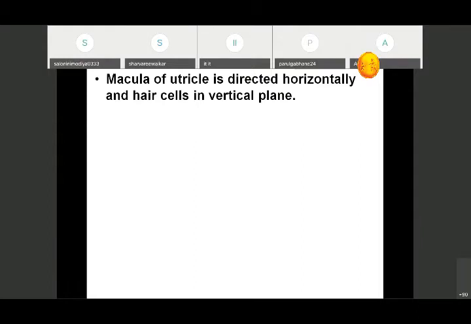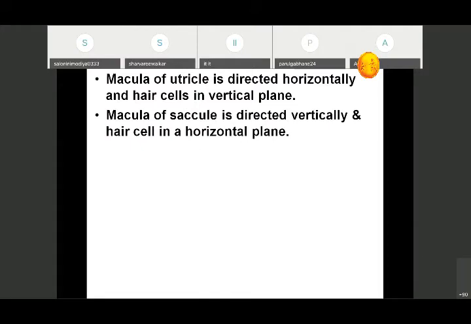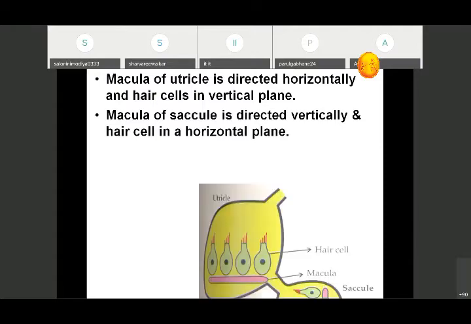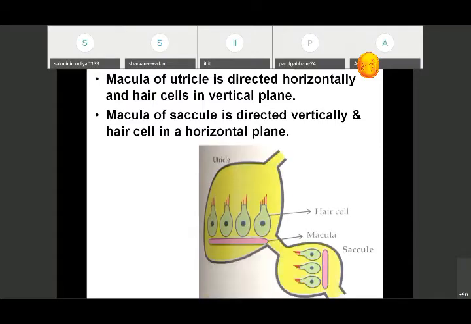Now the macula of the utricle is directed horizontally and the hair cells are present in a vertical plane, whereas the macula of the saccule is directed vertically and the hair cells are present in a horizontal plane. So you can see here the macula of the utricle is present in a horizontal direction and the hair cells are present in the vertical direction. Similarly, in the saccule, the macula is present in the vertical direction and the hair cells are horizontally placed.